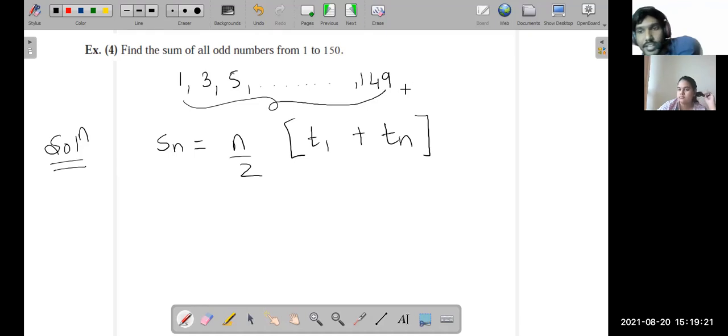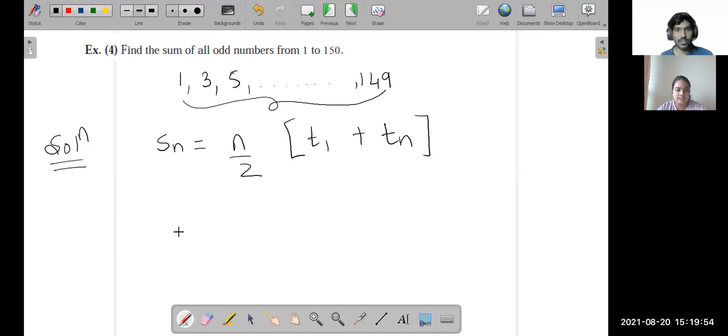So let's do it by this method only. Any method you use, you have to first find out the value of n. Even if you use the first formula, you have to find the value of n. Now, how to find the value of n? For that, you need the Tn formula. You have to find how many terms there are from 1 to 149. Can you do that?